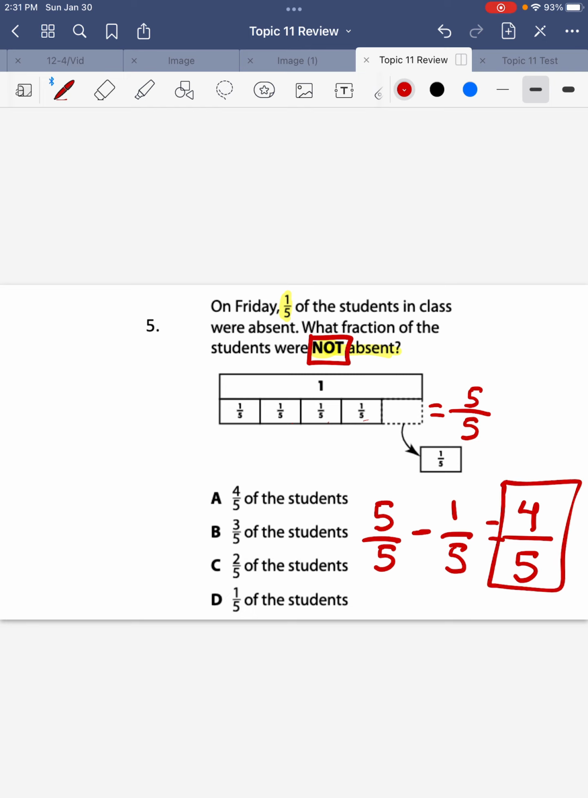I'm going to box this in. So read my question again. On Friday, 1/5 of the students in class were absent. Okay, so this part right here was absent. Okay, just labeling it. What fraction of the students were not absent? So all of these students were not absent. Okay, so I did 5 over 5 minus 1/5, I get 4/5. If I add these, 1/5 plus 1/5 plus 1/5, you would also get 4 out of 5. Okay, so I'm just double checking myself. My answer would be A. 4 over 5 of the students were not absent.